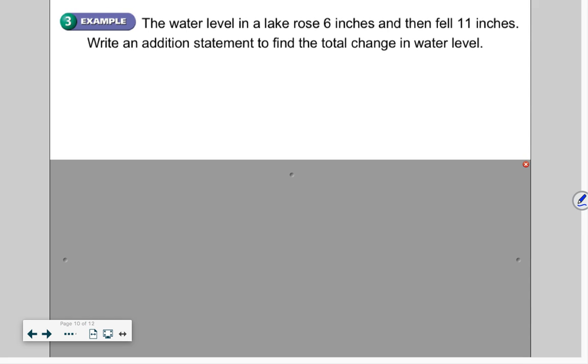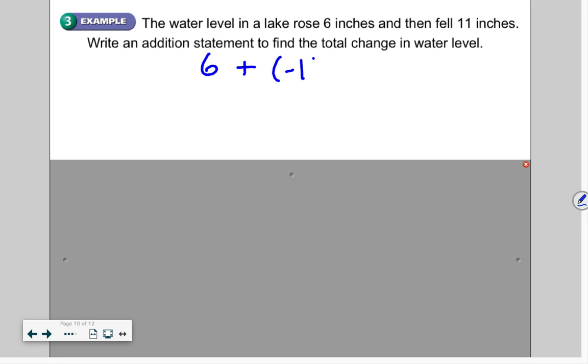Next question. The water level in a lake rose 6 inches and then fell 11 inches. Write an addition statement to find the total change in water level. If it rose 6 inches, is that positive or negative? And it's supposed to be an addition sentence, right? Then it fell 11 inches.